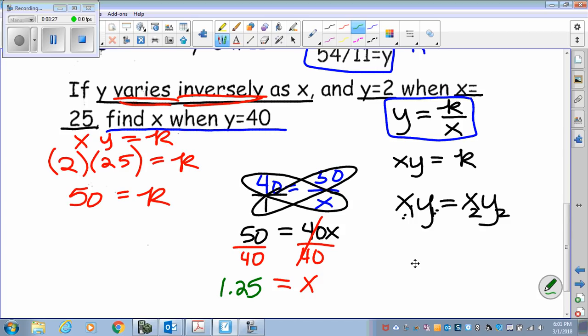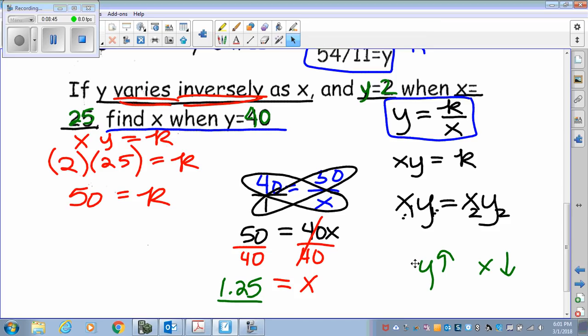So my y's went from 2 to 40. All right, so the y's went up, right? But the x's went from 25 to 1.25. So the x's went down. Right, and that's what happens when the x and y vary inversely. One goes up and one goes down.